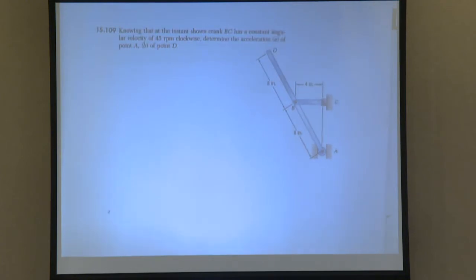So this one says, knowing that at the instant shown, crank BC has a constant angular velocity of 45 RPM clockwise, find the acceleration of point A and point D.